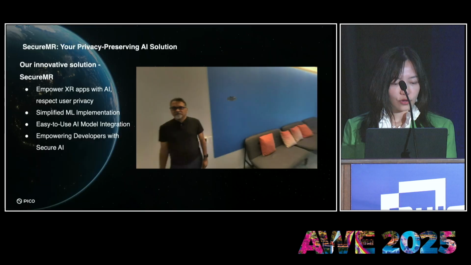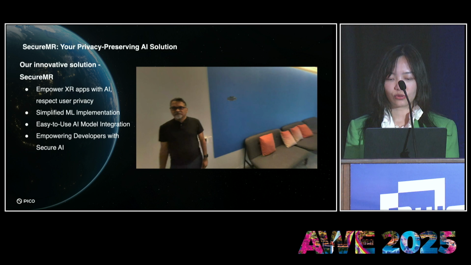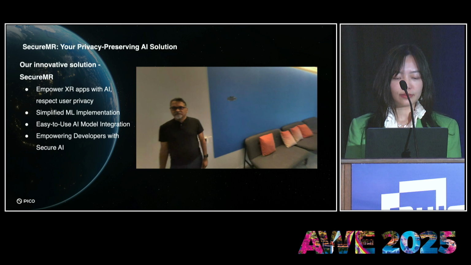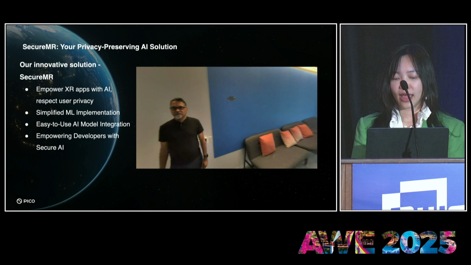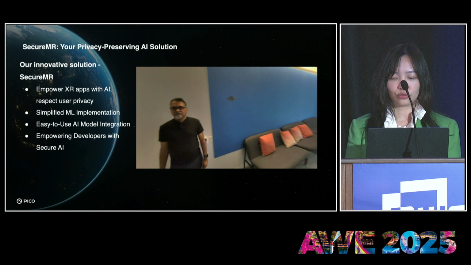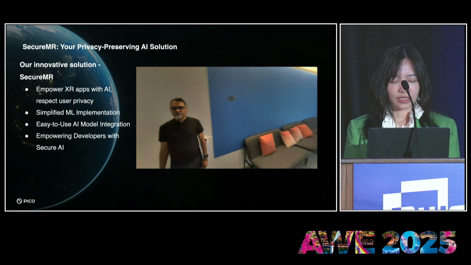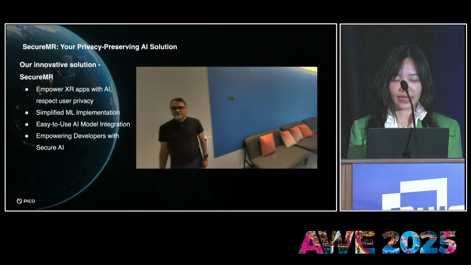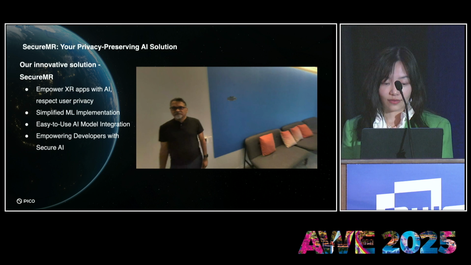So firstly, SecureMR enhances security for sensitive data. It empowers developers to build AI-powered XR apps while still respecting user privacy. Secondly, it simplifies ML implementation. Since SecureMR abstracts the complexity of lower-level ML, it makes AI integration more accessible to developers. It also provides tools and an SDK to streamline the process of bringing ML models into the MR environment. And also, it's easy to use, like AI model integration. It directly provides the result to the developer, but does not send the user data back to the developer.